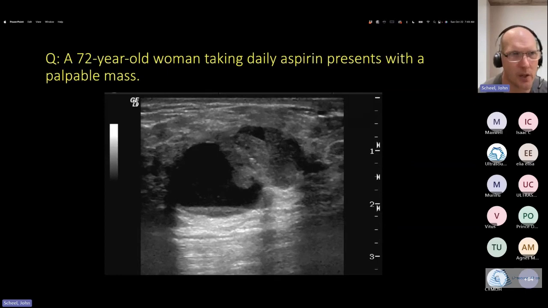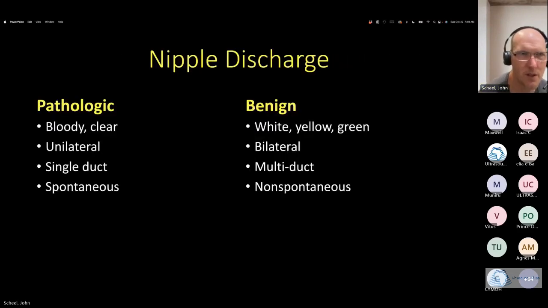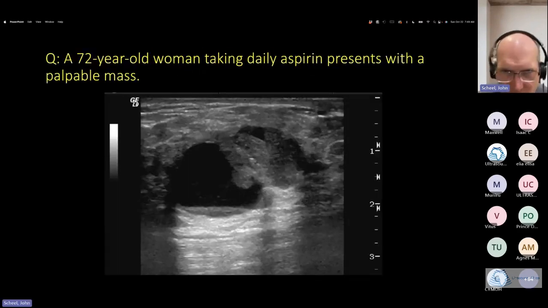All right, so here's a 72-year-old woman taking daily aspirin, and she presents with a palpable mass. What's the next appropriate step?